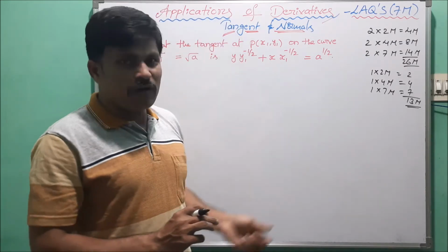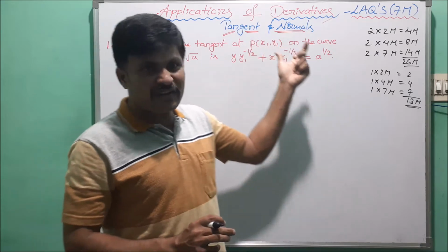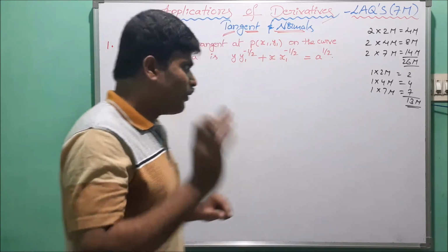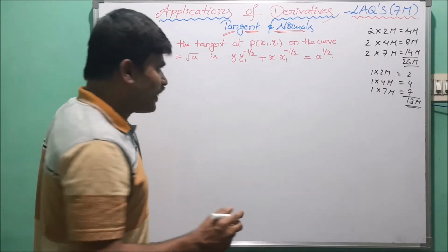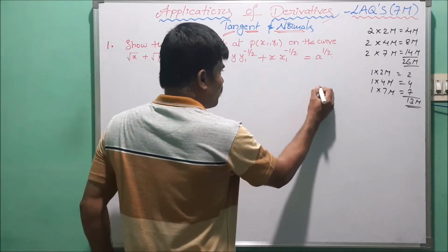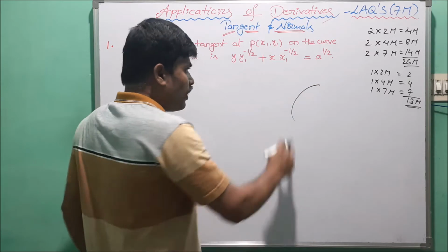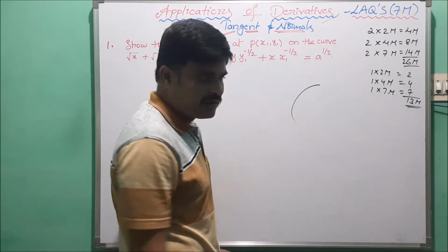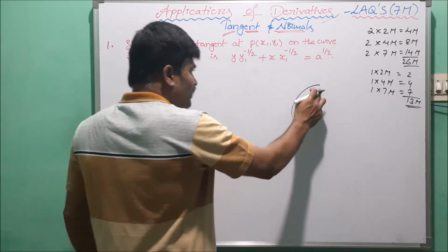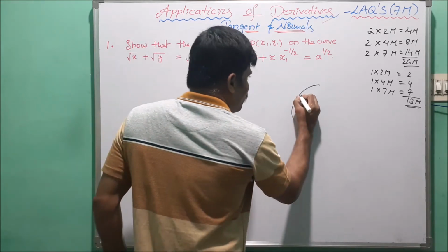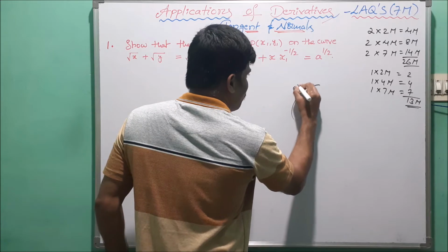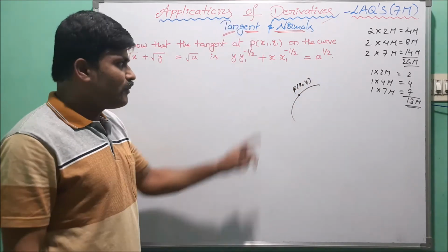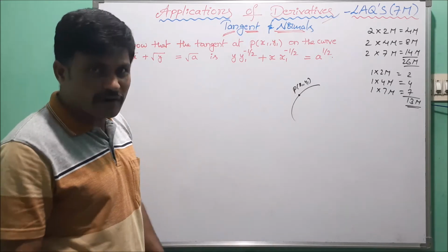Before going to solve this problem, first of all we have to discuss what is the tangent and what is the normal. Suppose we take one curve. This is one type of curve. Let P of x1, y1 be any point on the curve.